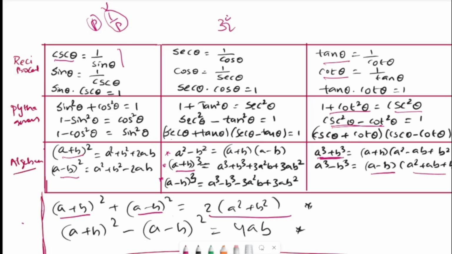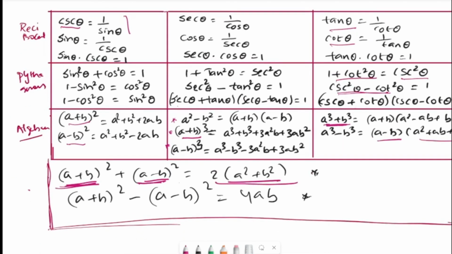Anyways, the cheeky little one I said: a plus b whole square plus a minus b whole square is 2 times a square plus b square. And when you subtract both, remember, it's 4ab. This is quite handy. Believe me, if you memorize these formulas and practice them, it'll save a ton of time, especially in competitive exams. You can do it really, really fast.